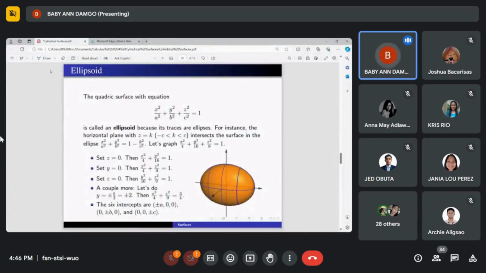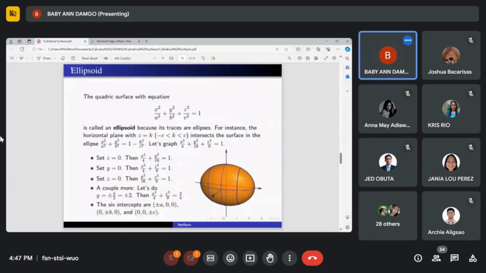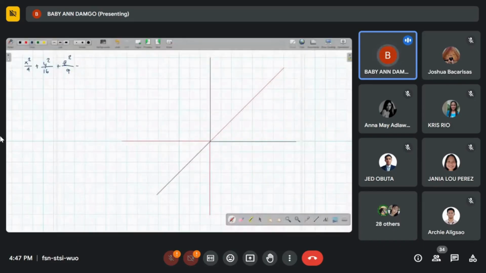Okay, so to understand this, we will have an example. x squared over 4 plus y squared over 16 plus z squared over 9 is equal to 1. What we will do here, class, is find the traces. So, what is the result of the traces? The result is a conic section.